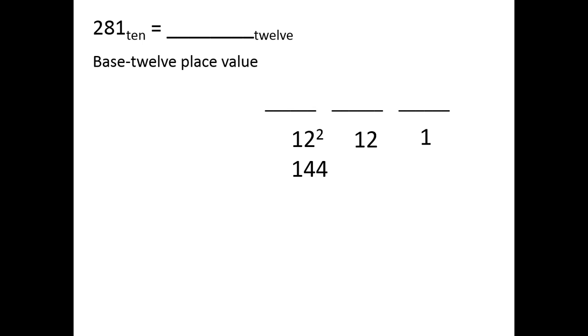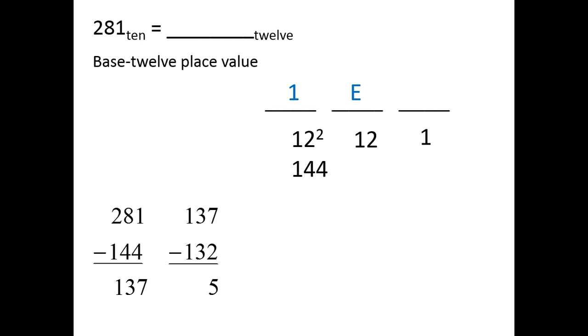Let's see, can we find two groups of 144? I don't think so. 2 times 144 is 288. We can only find one group of 144 inside that 281. That leaves us with 137, which we have to try to group into groups of 12. There's 11 groups of 12 in 137 because 11 times 12 is 132. And that would leave us with 5 more that would be ones that could not be regrouped as groups of 12. That gives us 1E5 base 12 as being equivalent to 281 base 10.